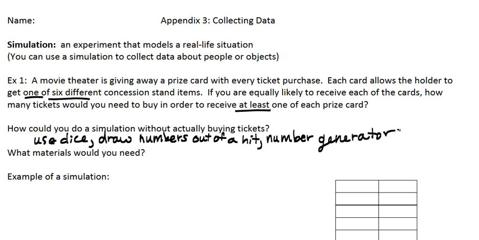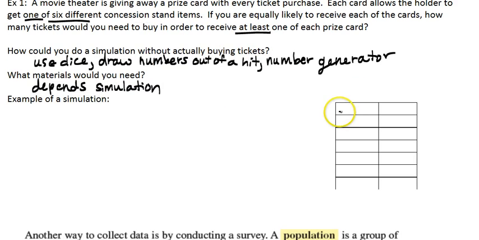What materials would you need? That depends on the simulation you're doing. Let me give you an example of what I'm talking about. I'm going to use a random number generator on my calculator because that's the one I could show you in a video. I can't really show you rolling dice right now. So let's suppose that I am going to the movie theater. Every time you go to the movie theater, you get a different prize card. There are 6 different prize cards total. So I'm going to call those prize cards 1, 2, 3, 4, 5, and 6. And here's what we're going to do. Via my random number generator, I'm going to randomly generate numbers to represent me getting the prize tickets.